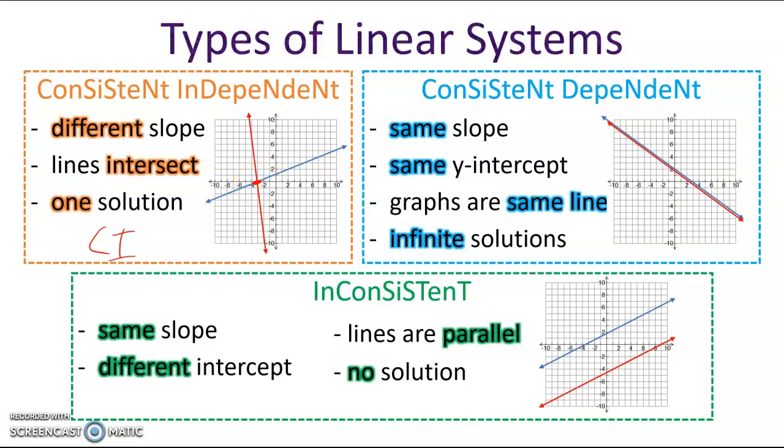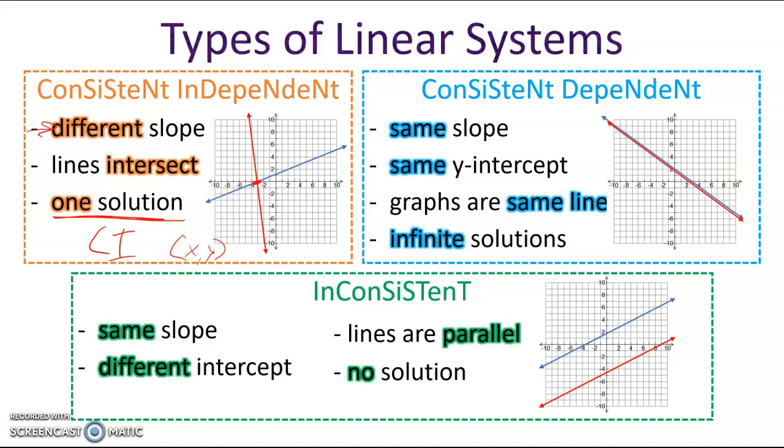Consistent independent, CI: they intersect at one point. They have different slopes. They intersect, and there's only one solution. Consistent independent systems have one solution. That is where you get the one ordered pair, like the one x equals y pair right there.